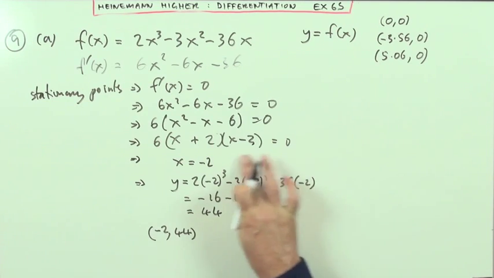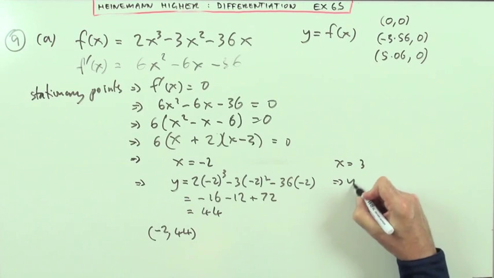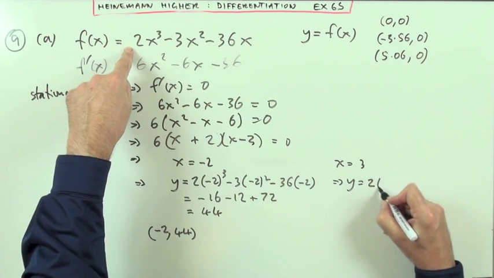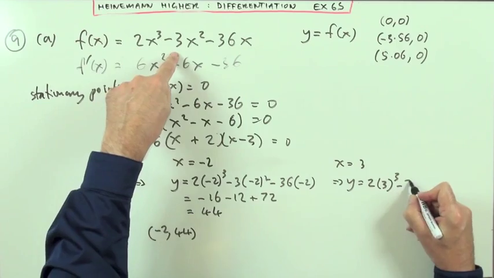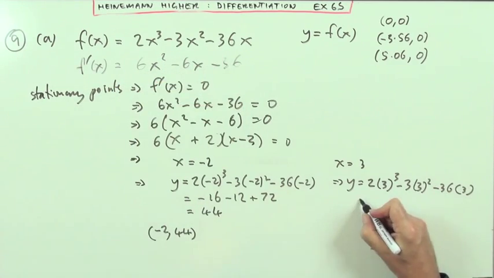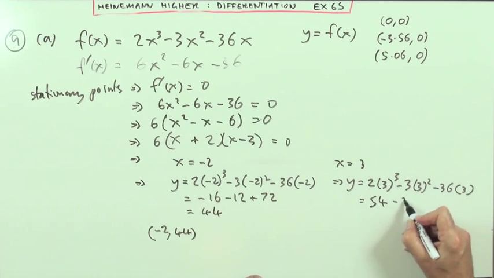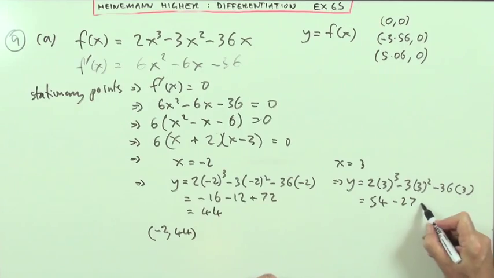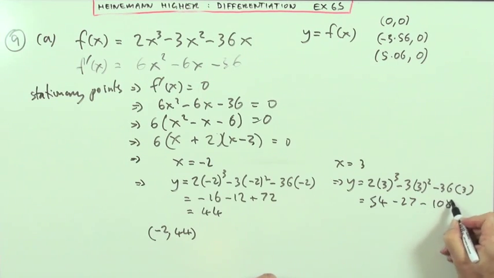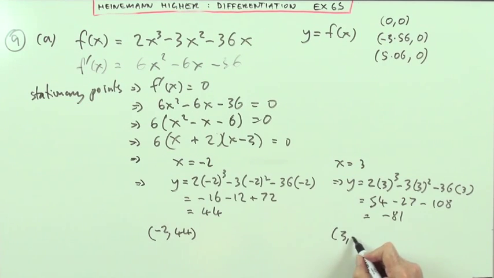The other one, I better pop that somewhere else now, pop over here, x equals 3, that means y is going to be, same rule, 2 times 3 cubed minus 3 times 3 squared minus 36 times 3. So that's 27, so that's 54. That's 9, that's also 27. And then that's going to be 90, 108. So it's going to be 27 away from that, negative 81. So something happens at 3, negative 81.